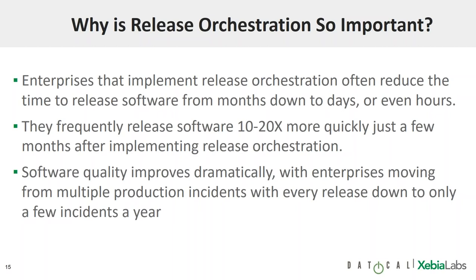Enterprises that implement release orchestration often reduce the time to release software from months down to days or even hours. That's a given. They frequently release software at much higher rates, 10 to 20 times more quickly, just a few months after implementing release orchestration. Sunil, it's obvious to me why that's a good thing, but for the folks that might not understand why releasing faster is good, can you break down what it means for the business?